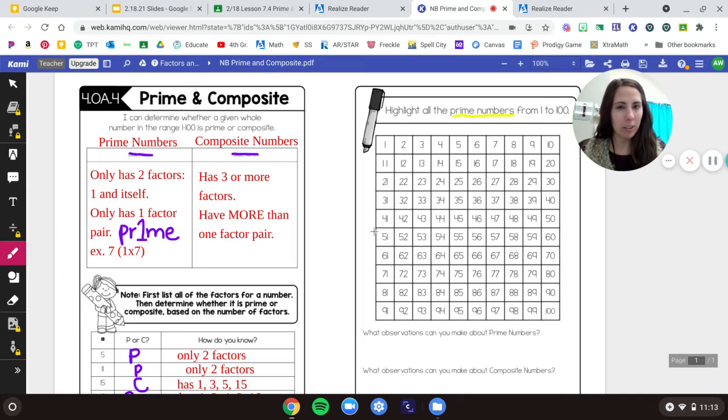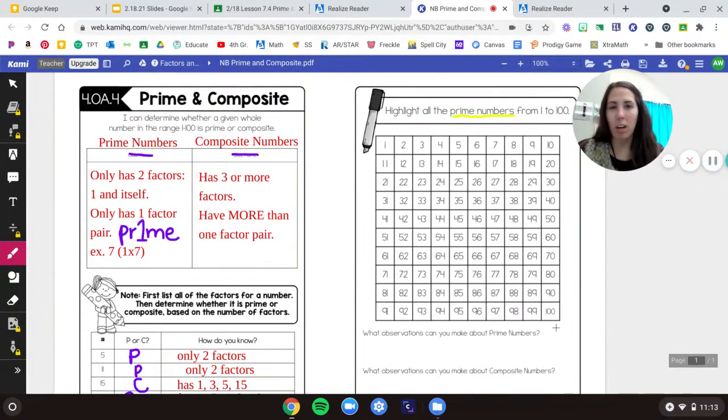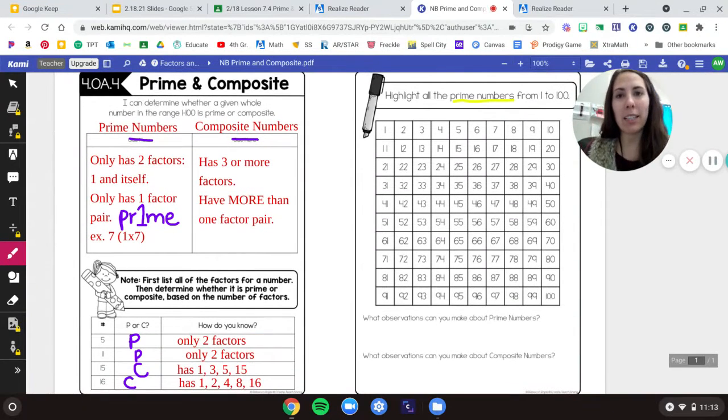All right, so we're thinking through. Sorry, I had to step away for a second. Thinking through all of these numbers, and we're going to highlight the ones that are prime. Think through, to be prime, it has to have only 2 factors. So go ahead and highlight these for me. And then tell me what you think. What do you observe about prime numbers? What observations can you make about composite numbers, the ones that aren't highlighted then? Pause the video while you find those answers and ideas.